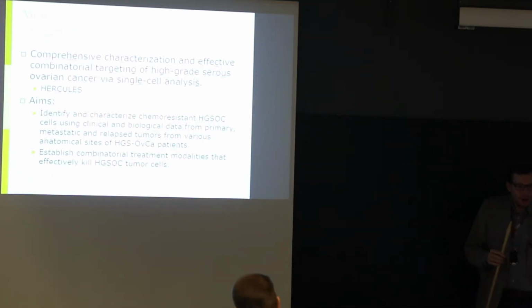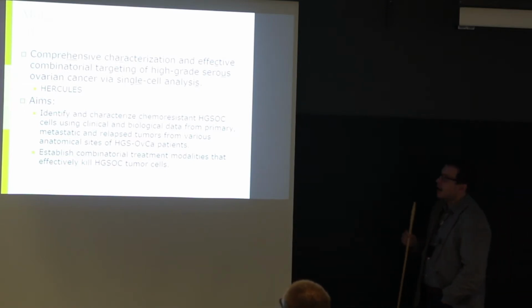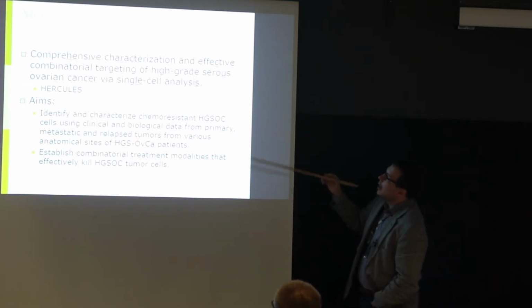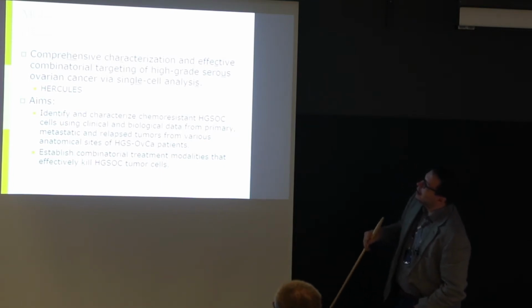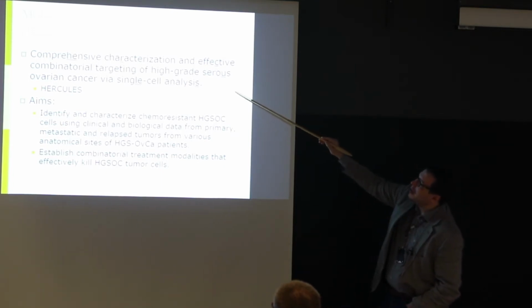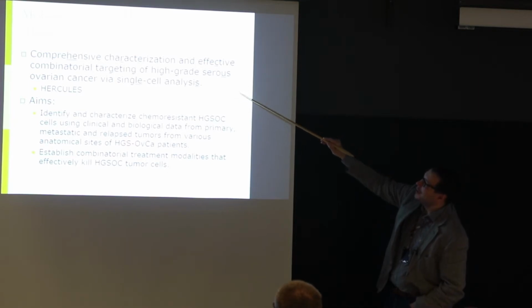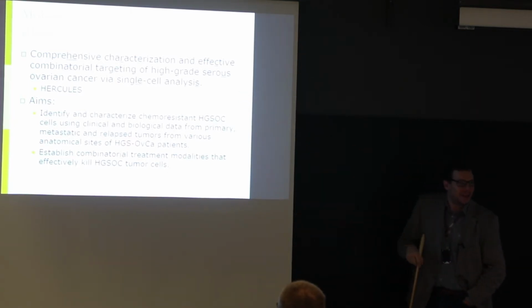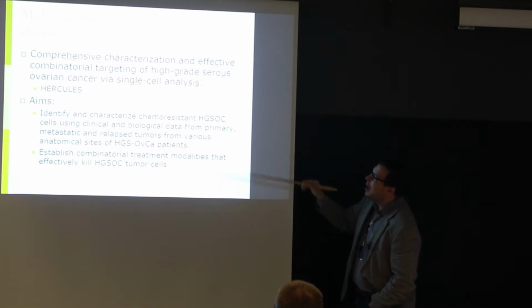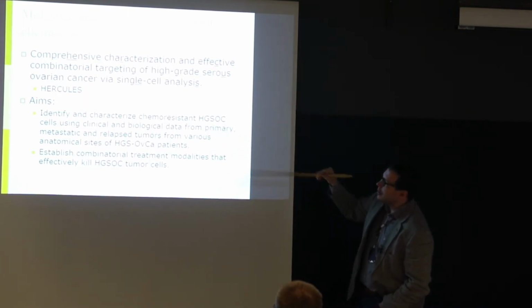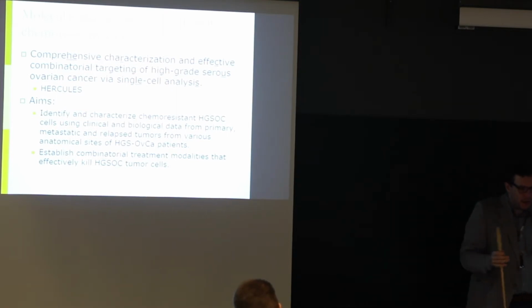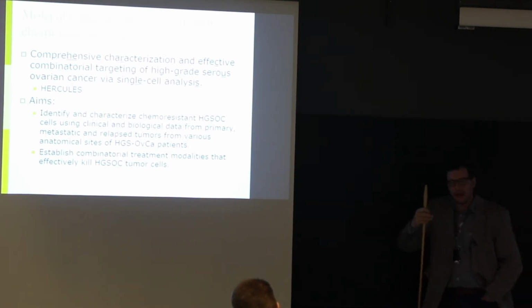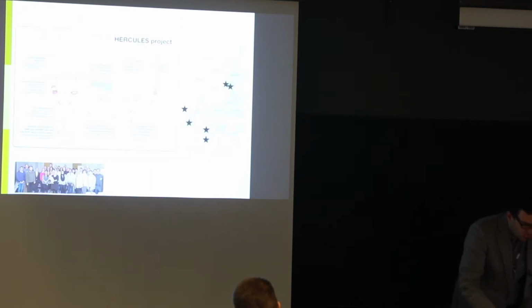So now I'll go a little bit more to the molecular side. I'm not going to discuss this at length. We have an EU project called Hercules. You can see that it comes from the comprehensive characterization and effective, so you can perhaps see which was first, the name or the acronym. But what we are doing here is that we identify and characterize chemoresistant high-grade serous ovarian cancer cells, basically using the idea that I showed you earlier.